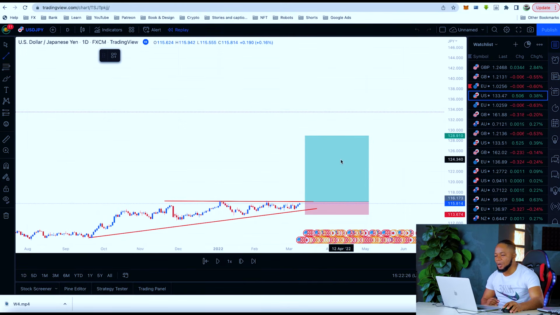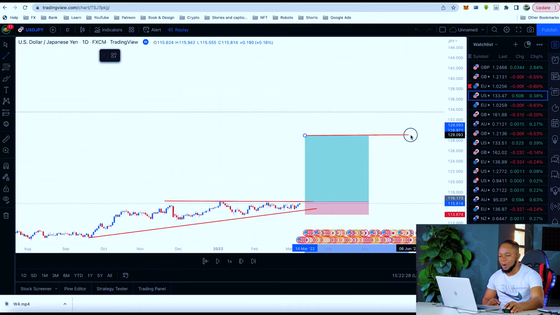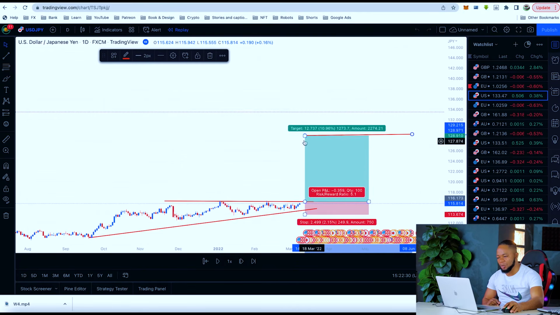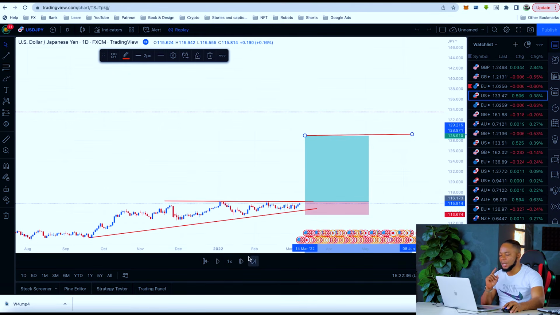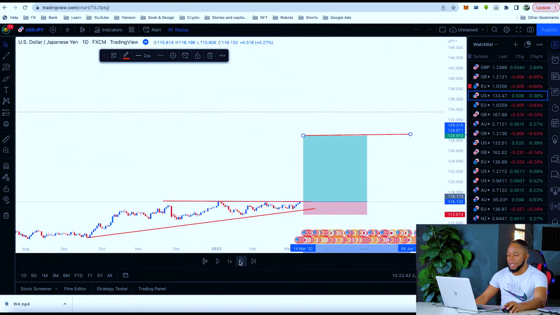So I can then put this particular arrow here so that we know where we're going to be going out of that particular trade. We're going to be going out somewhere here. All right, good. And we are risking 250 pips on this particular trade. Now let's play one candle at a time to see what would have happened. Good. You can see the line is not yet broken, right? Our resistance is not yet broken.